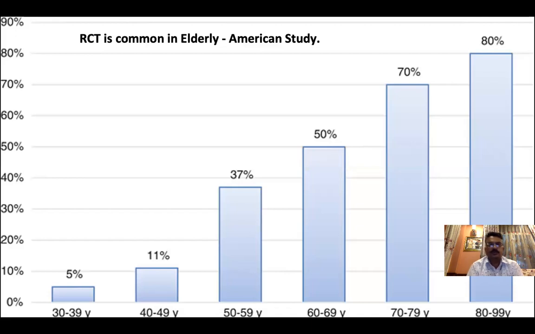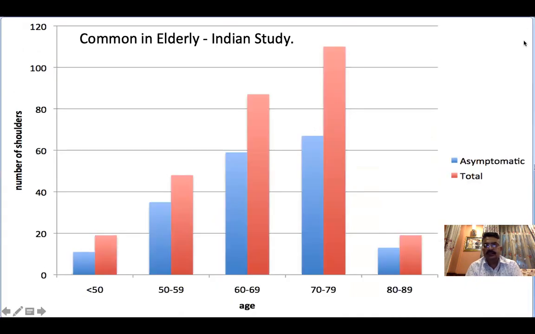This is taken from one American study, which clearly shows that as you age above 60, and when you go to 80 years, almost 80% of these patients will have a rotator cuff tear. So rotator cuff tears in Western populations are more common above 60 years of age. Another picture, taken from an Indian study, says again that the majority of rotator cuff tears are between 60 to 80 years.